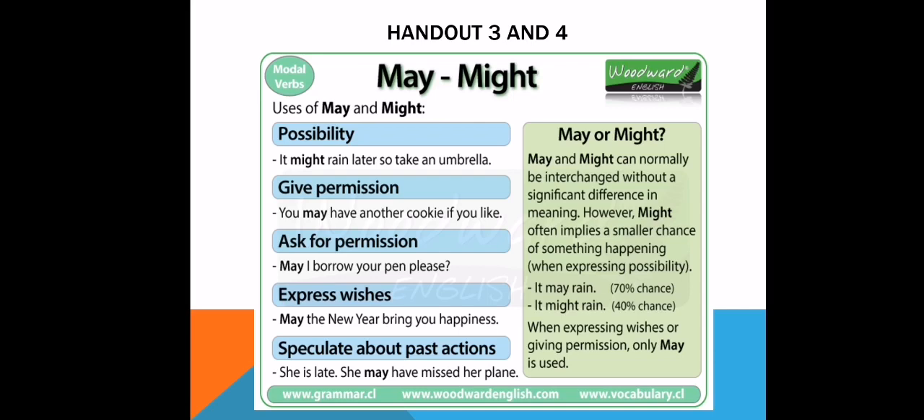However, might often implies a smaller chance of something happening when we're using it to express possibility. For example, we have these two sentences. It may rain. That could mean there's a 70% chance that it'll rain. But if I say it might rain, that means there's a lower chance, about a 40% chance. So when we're expressing wishes or giving permission, only may is used, and that's a very important point to remember as well.